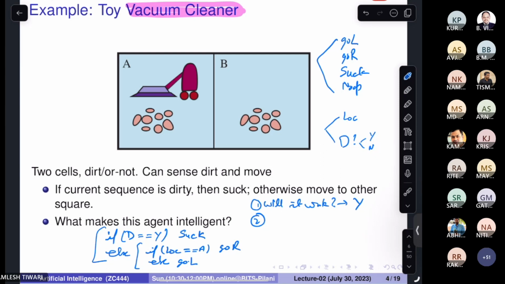Okay, so what makes this agent intelligent? The problem is this: if there is no dirt, this is actually moving from one room to another every time, and it's not taking any rest. So I call on you to try to suggest something by yourself so that it could be a better one. Can you suggest something?